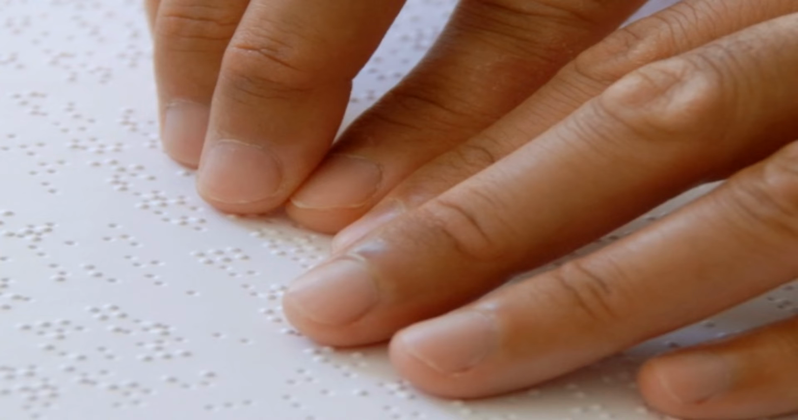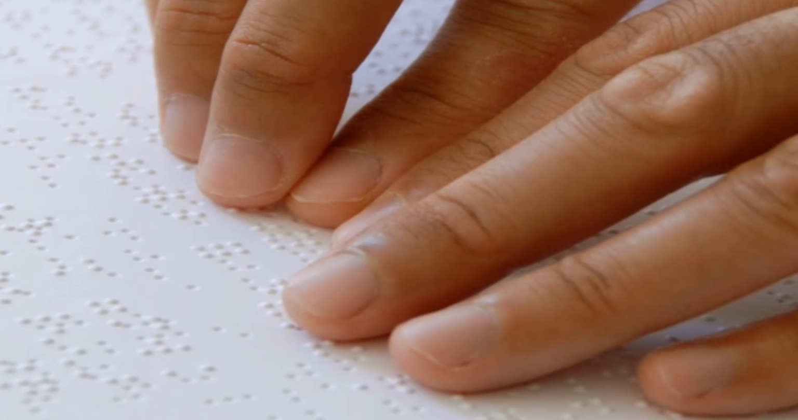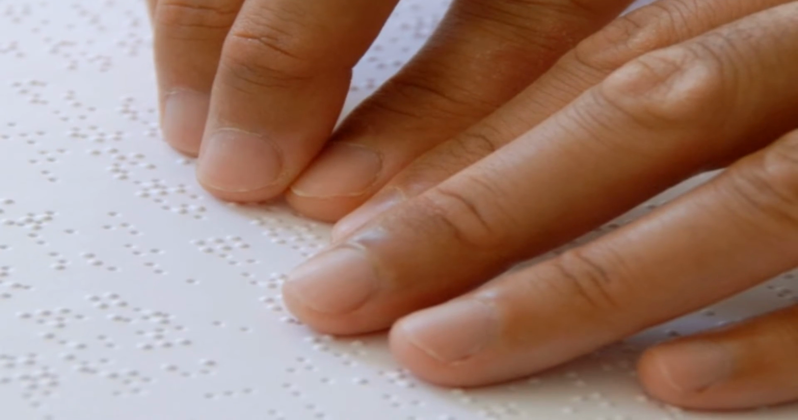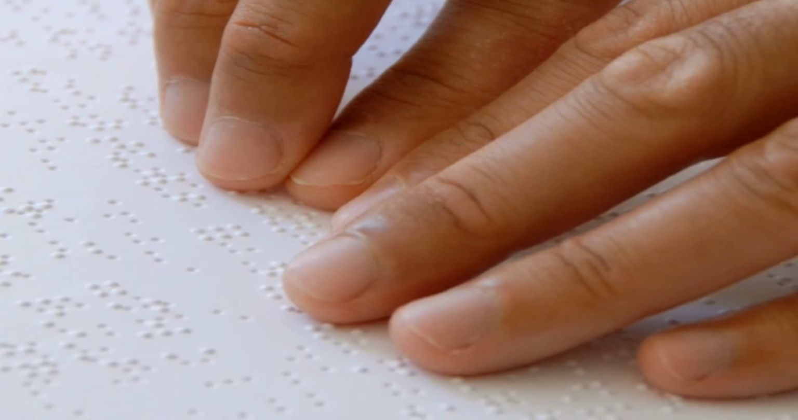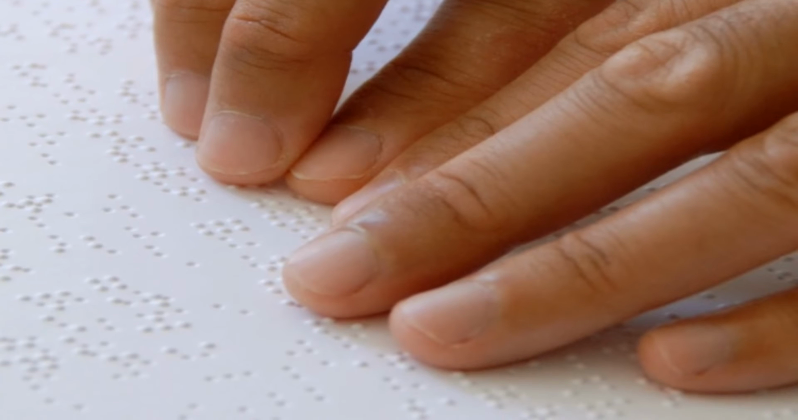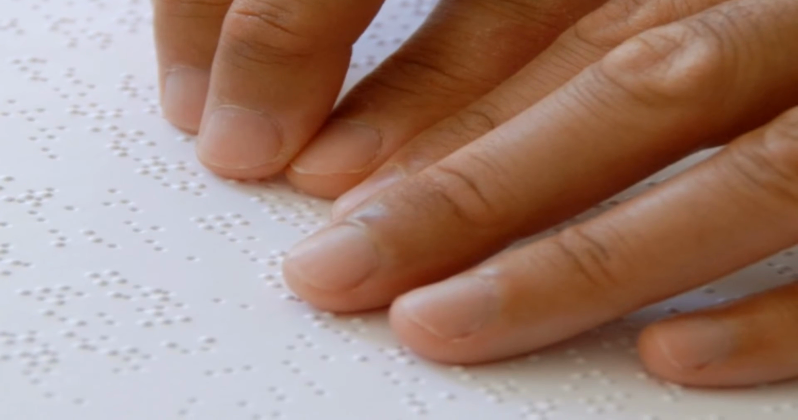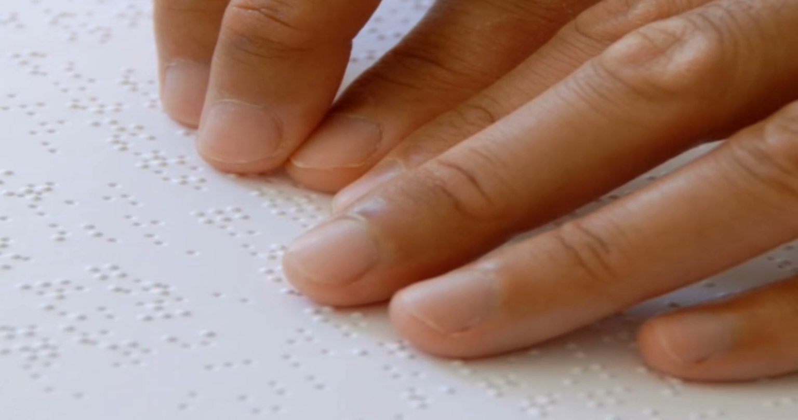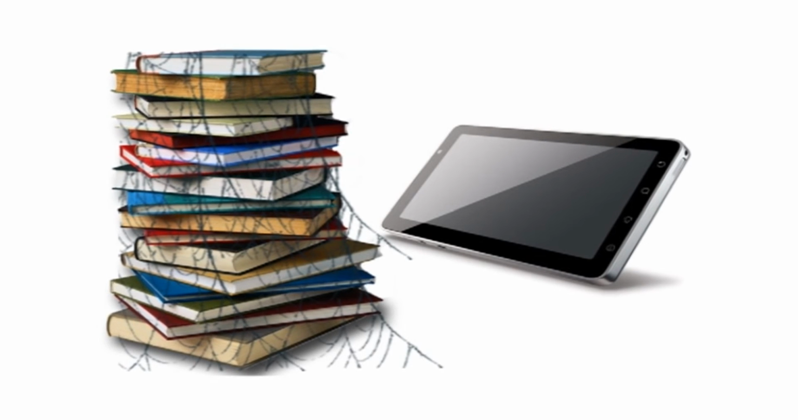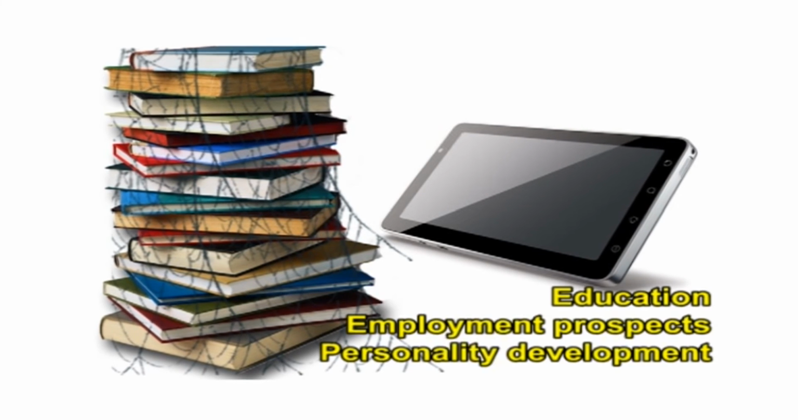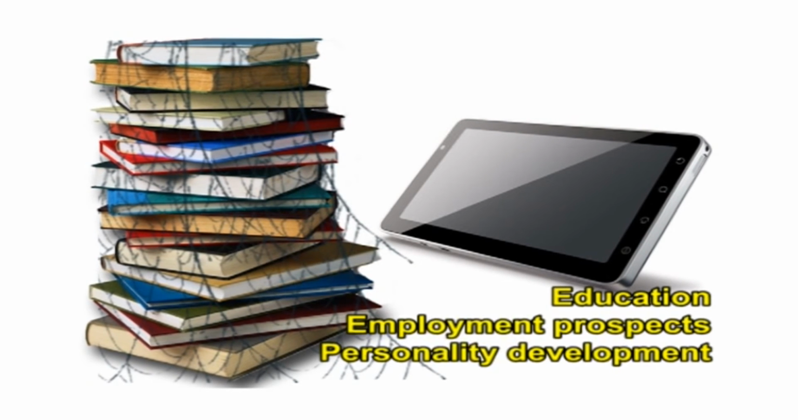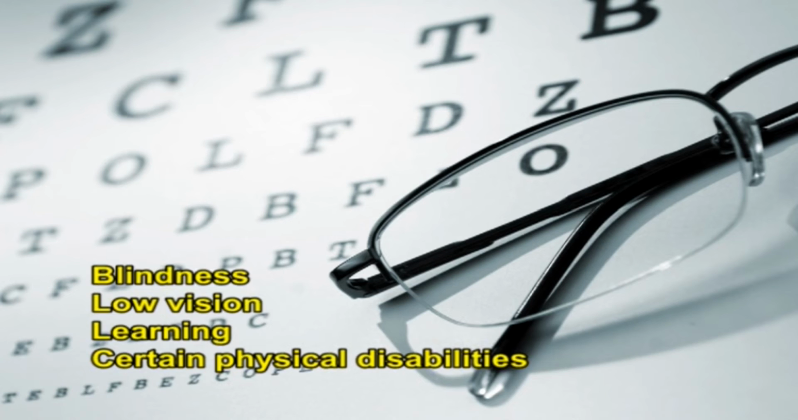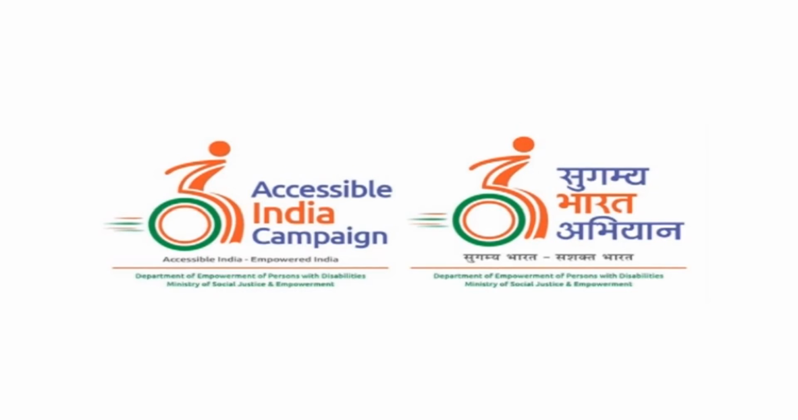The mission of DAISY Forum of India is to eradicate the book famine for persons with print disabilities. According to surveys conducted worldwide, less than 1% of the published information is available in alternate and accessible formats for use by persons with print disabilities. The lack of books and reading material has negative impact on the education, employment prospects and personality development of persons with blindness, low vision, learning and certain physical disabilities.